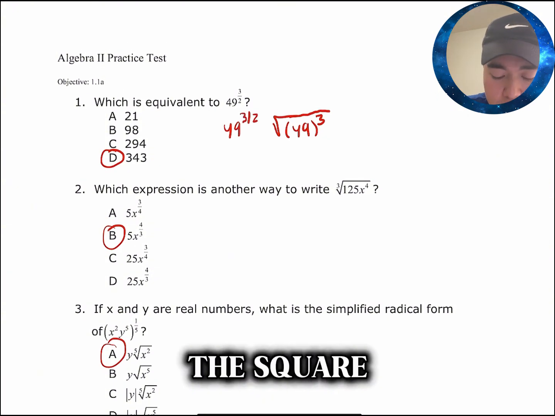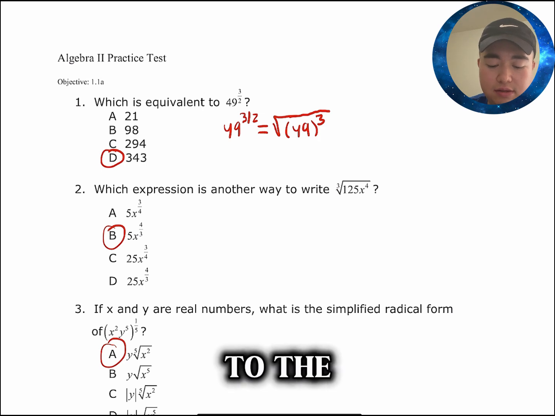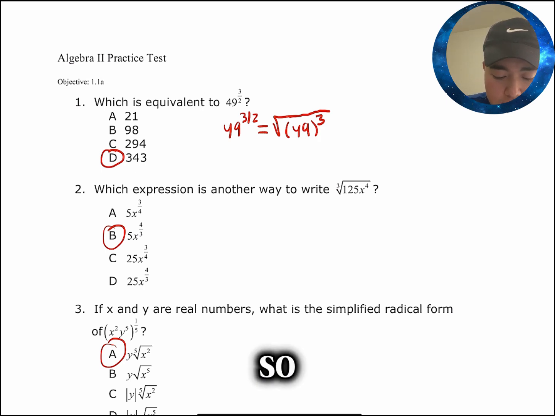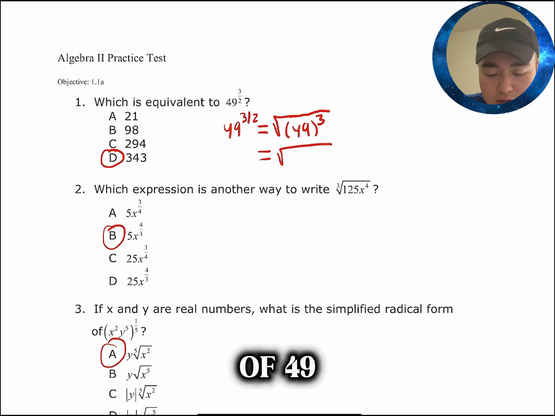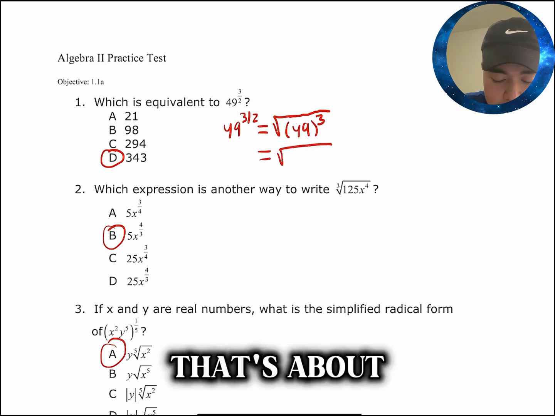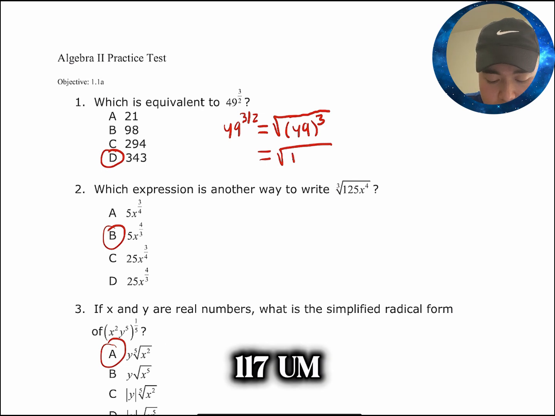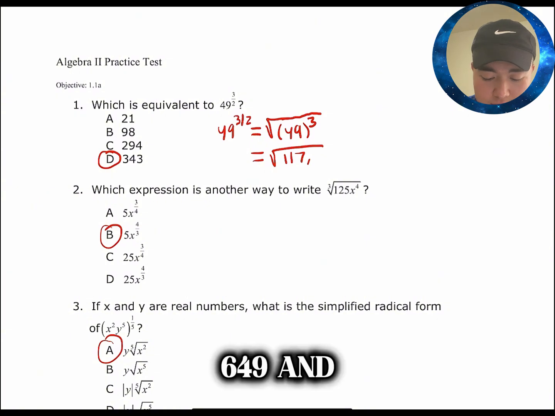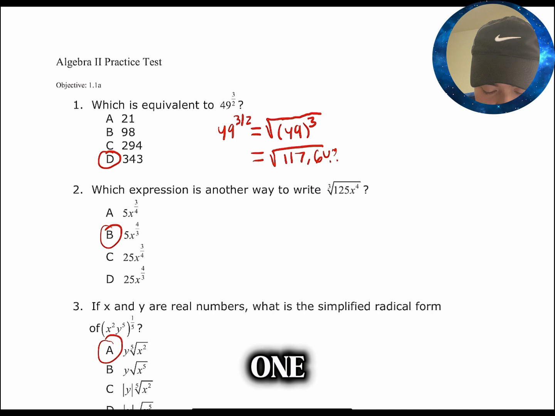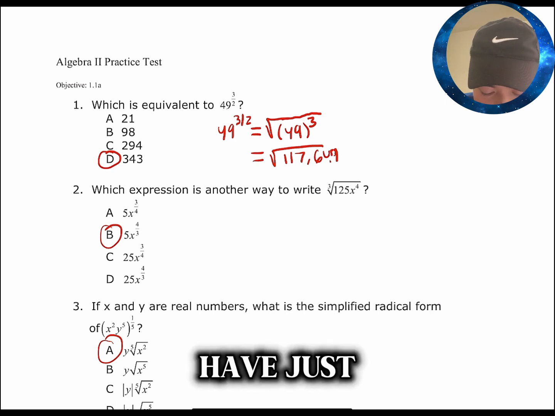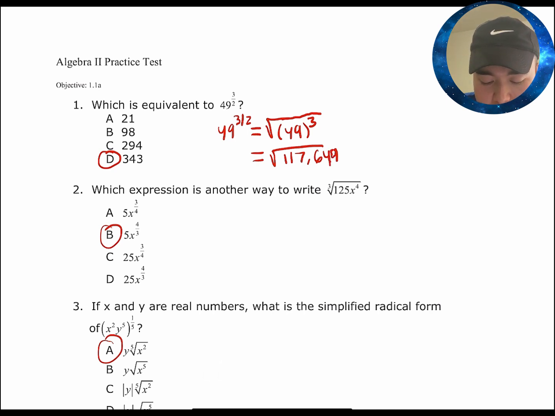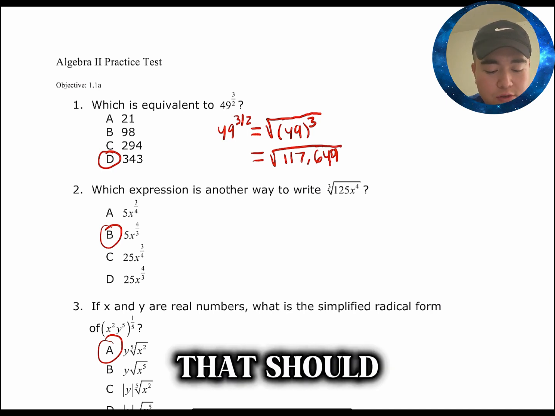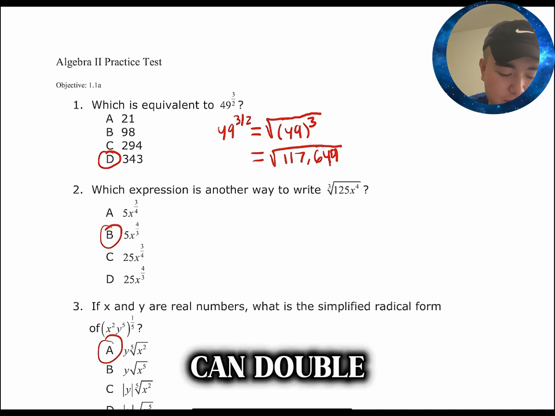So this is equal to the square root of 49 to the power of 3. I believe that's about 117,649. And yes, I just used the calculator for that one. I know I could have just done that by hand, but oh well. And so the square root of that should be 343, and you can double check that if you want.